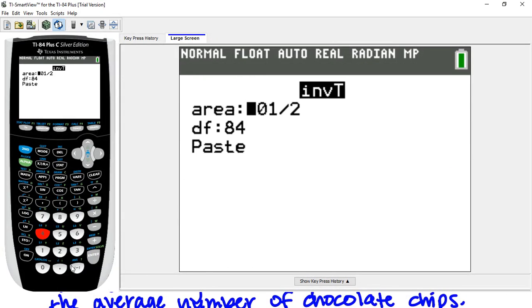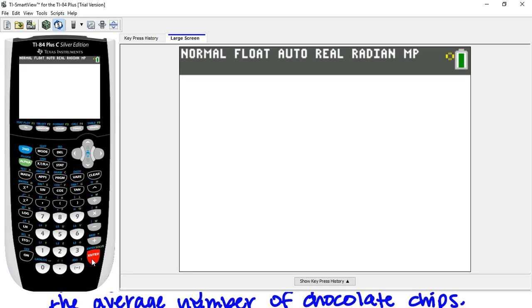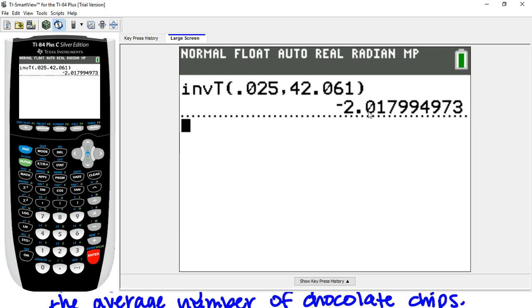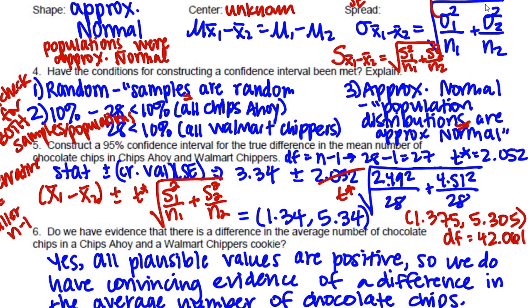So this is a 95% interval, we'll do 0.025. And I can type 42.061 as my DF instead, and it can work with the decimal. It'll get you 2.018. So in this case, I could write t star equals 2.018 instead of the 2.052.